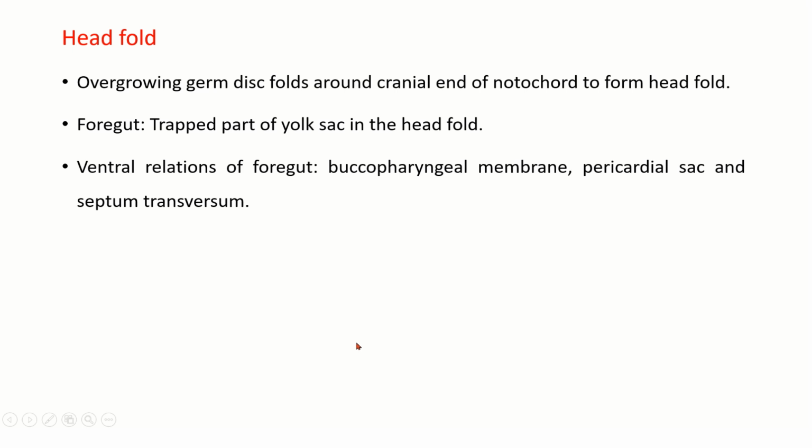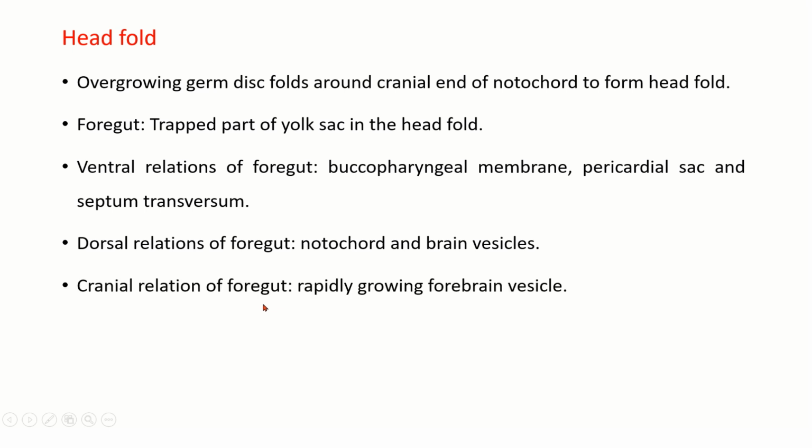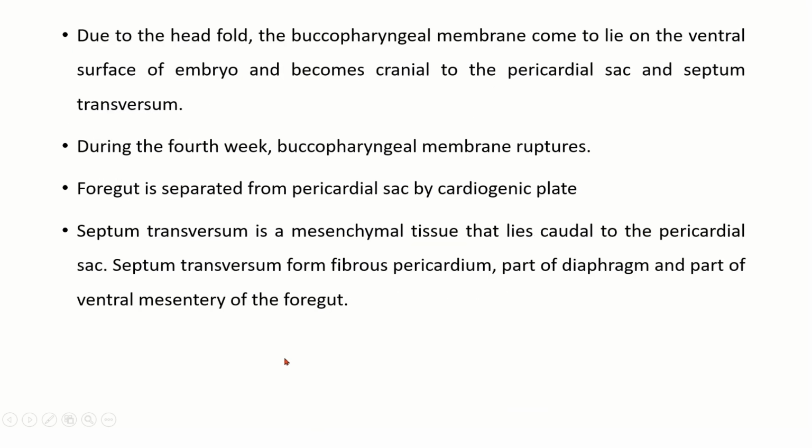So overgrowing germ disc folds around the cranial end of the notochord to form the head fold. Foregut is the trapped part of the yolk sac in the head fold. Ventral relations of the foregut are the buccopharyngeal membrane, pericardial sac, and septum transversum. Dorsal relations of the foregut are the notochord and brain vesicles. Cranial relation of the foregut is the rapidly growing forebrain vesicle.